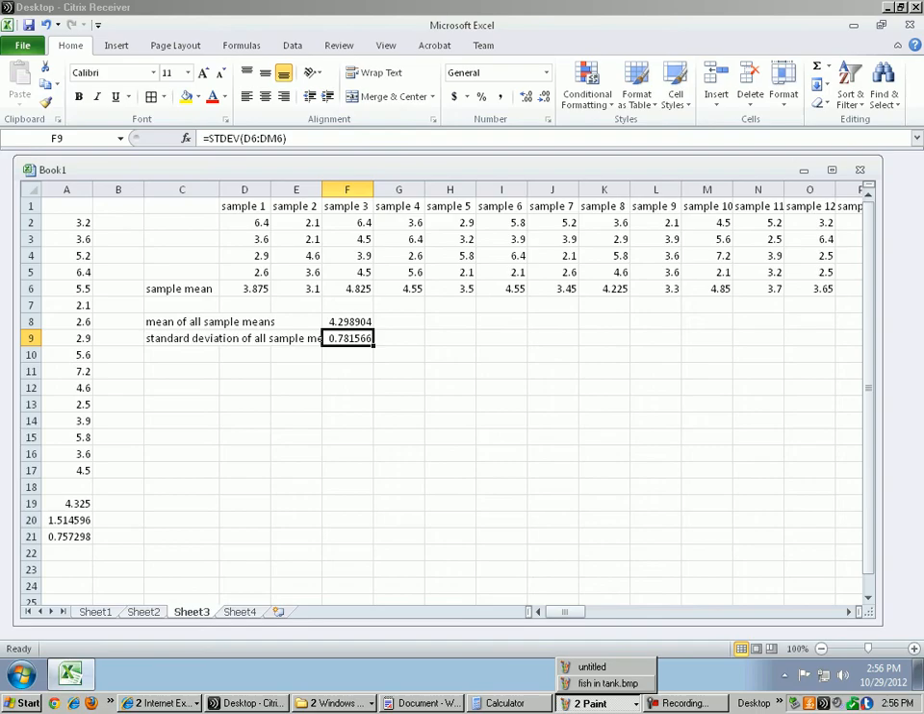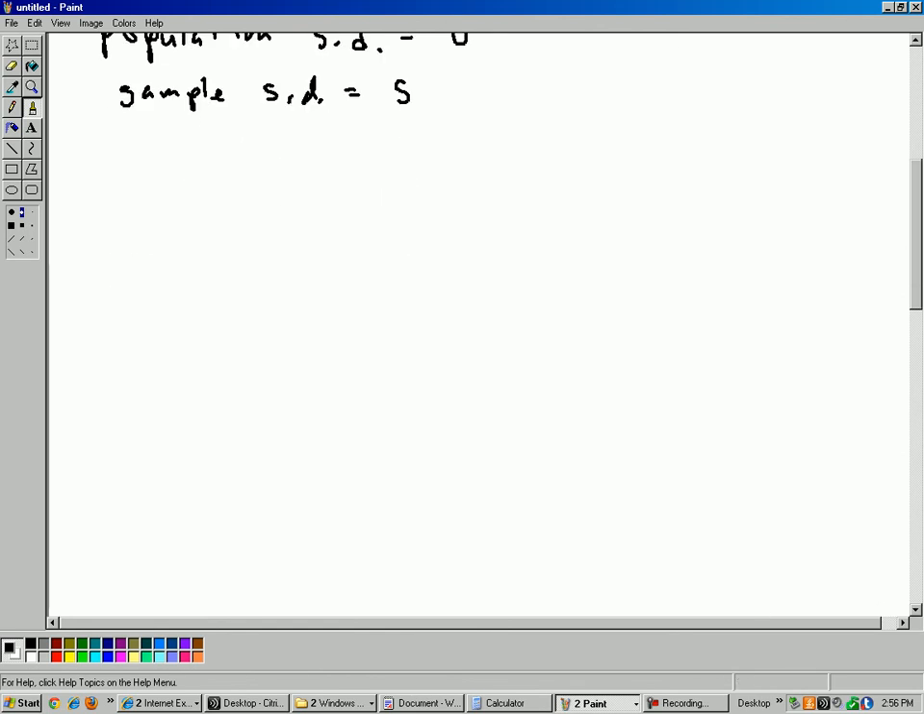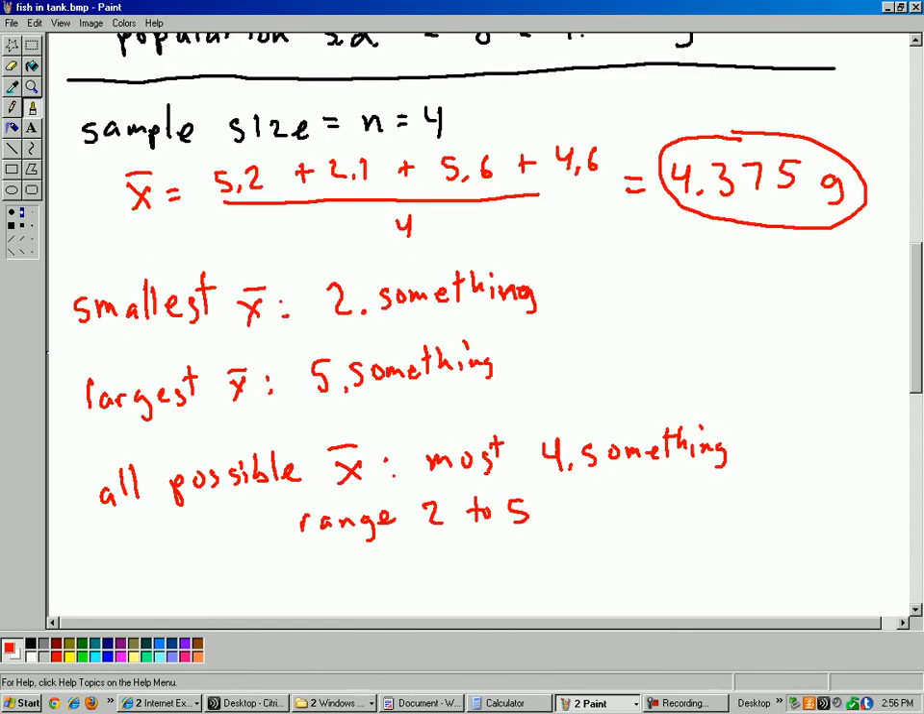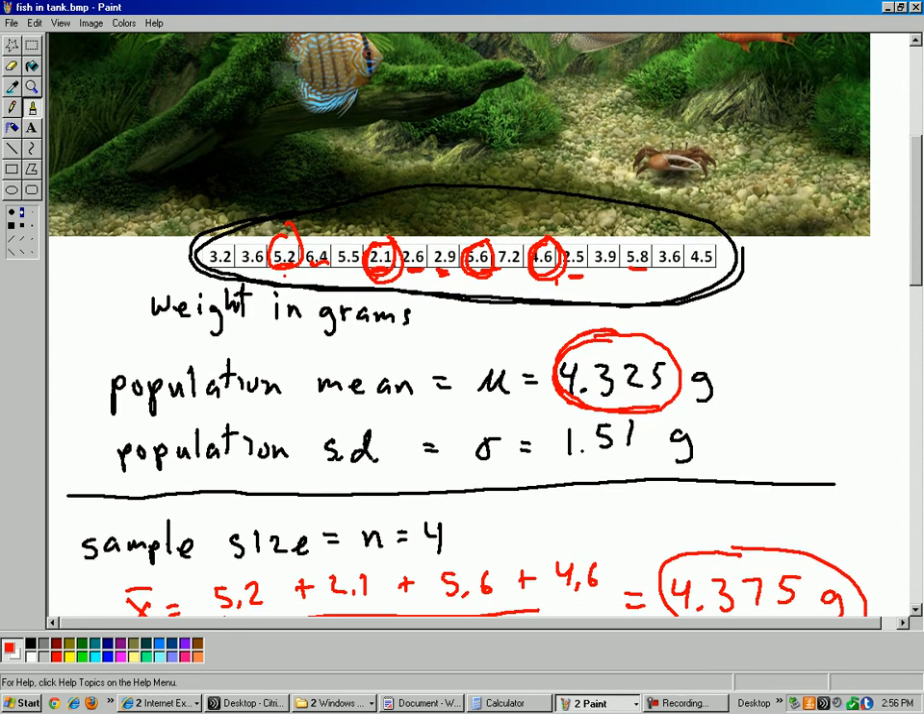Let's go back to our original board here. The population standard deviation was 1.51. Now, the standard deviation of all these different x bars I could get was about 0.75.